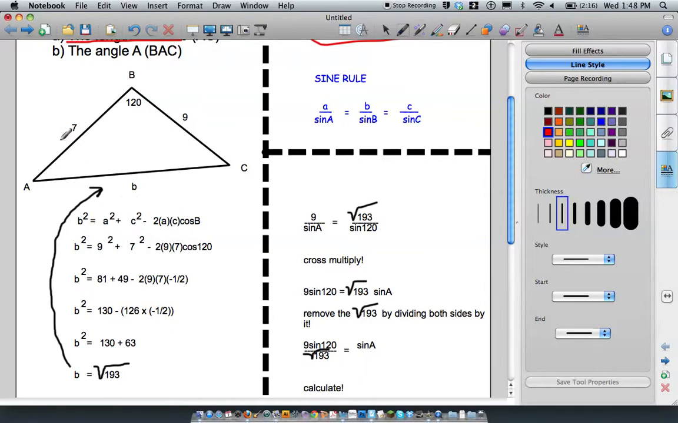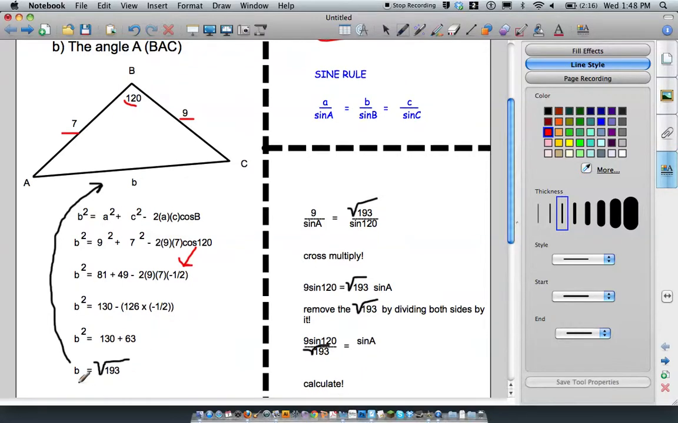When we add in the values of 7 and 9, we get b squared is equal to 9 squared plus 7 squared minus 2 times 9 times 7 times the cos of 120. B squared is then equal to 81 plus 49 minus 2 times 9 times 7 times negative 1/2, which is cos of 120. B squared, therefore, is equal to 130 minus 126 times minus 1/2, which works out to 130 plus 63, giving us the answer of 193, or rather the square root of that number. So B is the square root of 193.